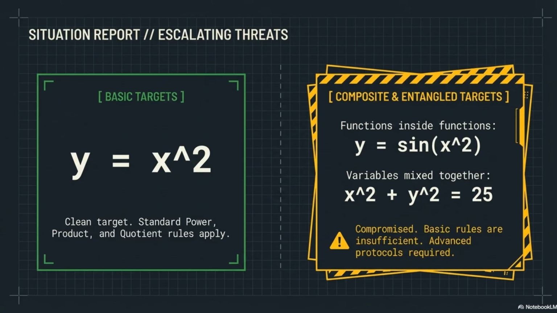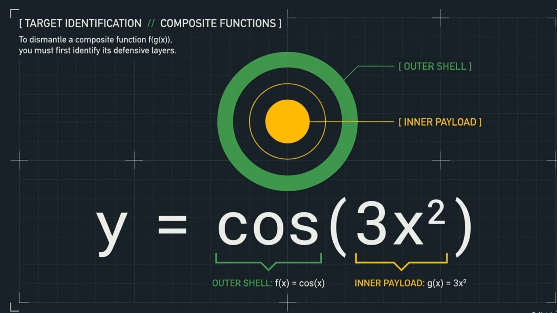In previous phases, you engaged basic, clean targets like y equal x squared, where standard power, product, and quotient rules apply. Now you will face composite and entangled targets, functions hidden inside other functions, and variables mixed together in a single equation. Be advised, your basic rules are insufficient here. Advanced protocols are required. We begin with target identification for composite functions.